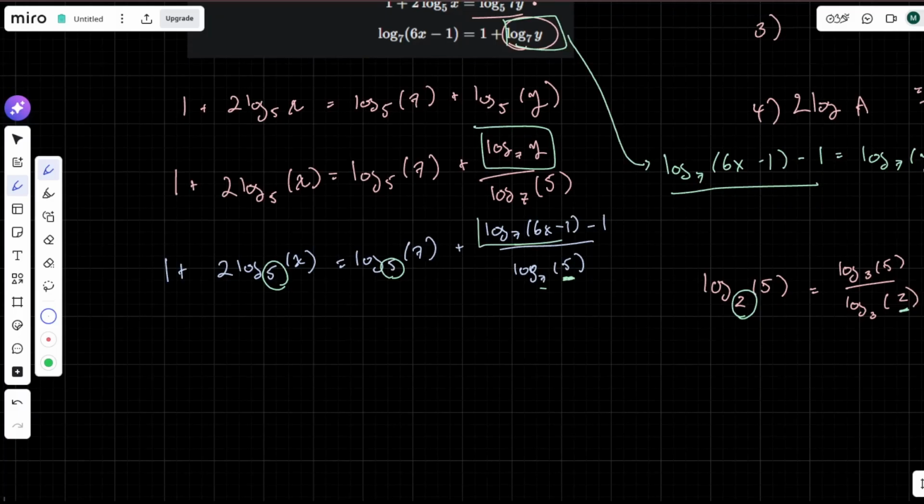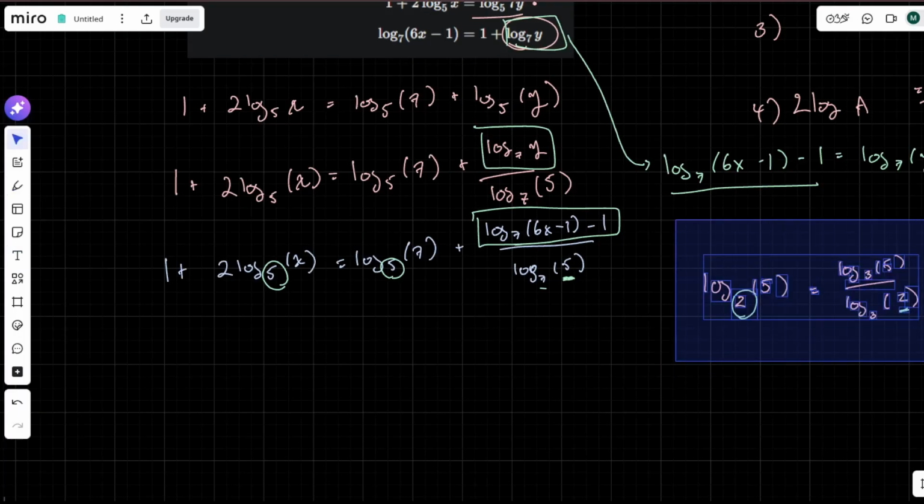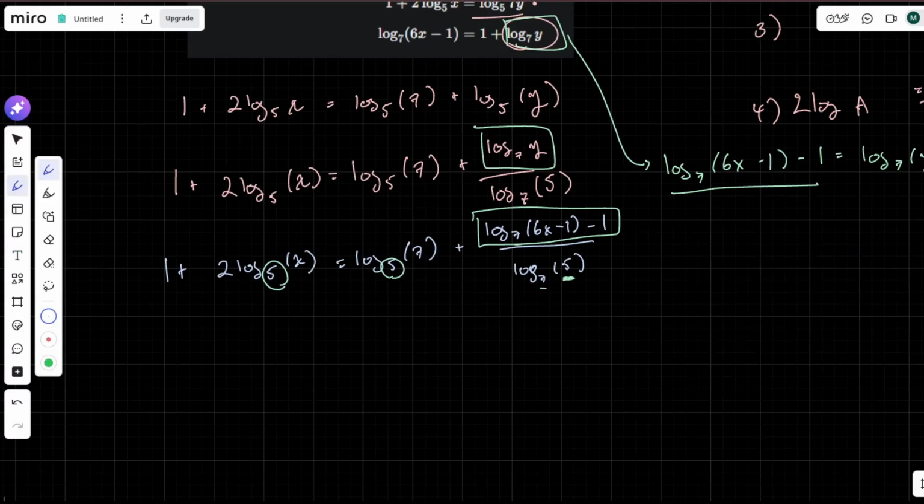I just want to focus in on this for a second because I don't want to write it out fully, but I do want to show you why this minus 1 basically just goes away. We have currently log base 7 of 6x minus 1 minus 1. We know from our subtraction division rule that this is basically the same as log base 7 of 6x minus 1 minus log base 7 of 7, right? Because any logarithm with a base and an object that are the same is going to be 1.